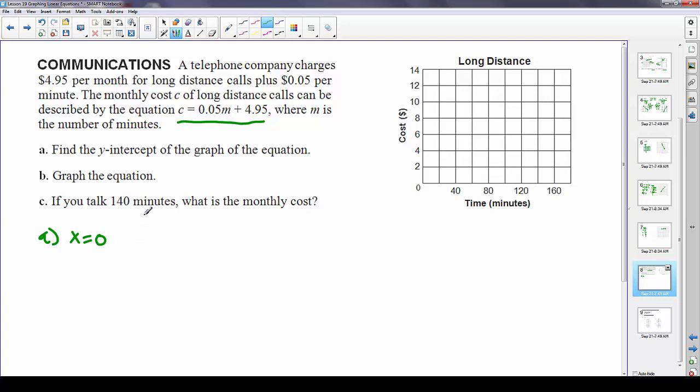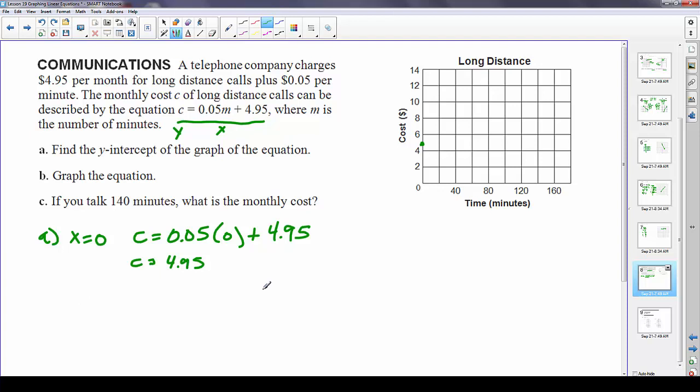And when I do that, in this case, m is functioning like my x, and c is functioning like my y. So if I want to know where that y-intercept is, I have c equals 0.05 times 0 plus 4.95, which gives me a c value of 4.95. So that's somewhere in here.